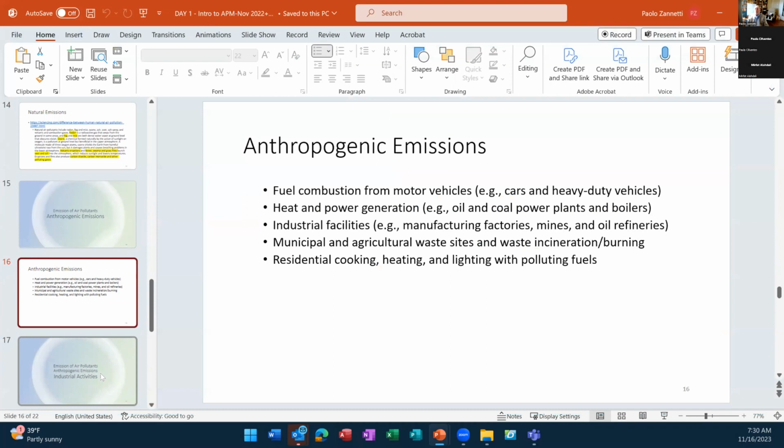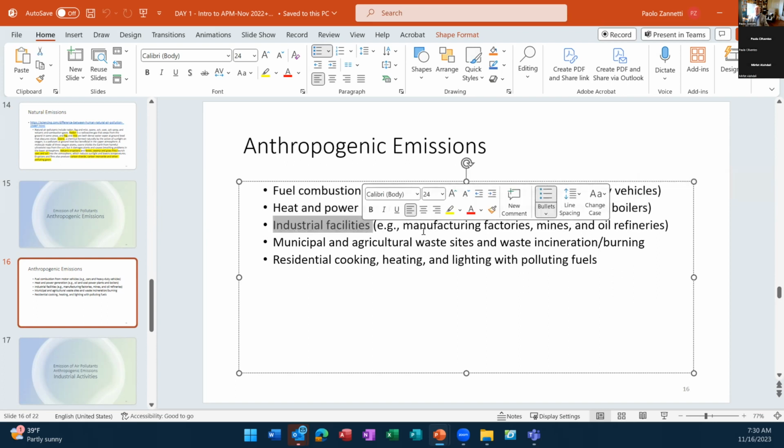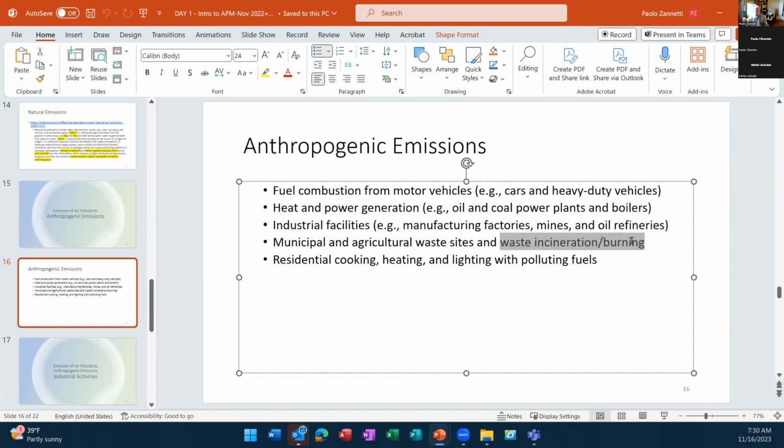Anthropogenic emissions, let's make a list. The main anthropogenic emissions are fuel combustion from motor vehicles, heat and power generation, power plants, boilers, industrial facilities, mines, refineries, chemicals, manufacturing, waste sites, and waste incineration and burning. And last but not least, especially in developing countries, this is extremely important.